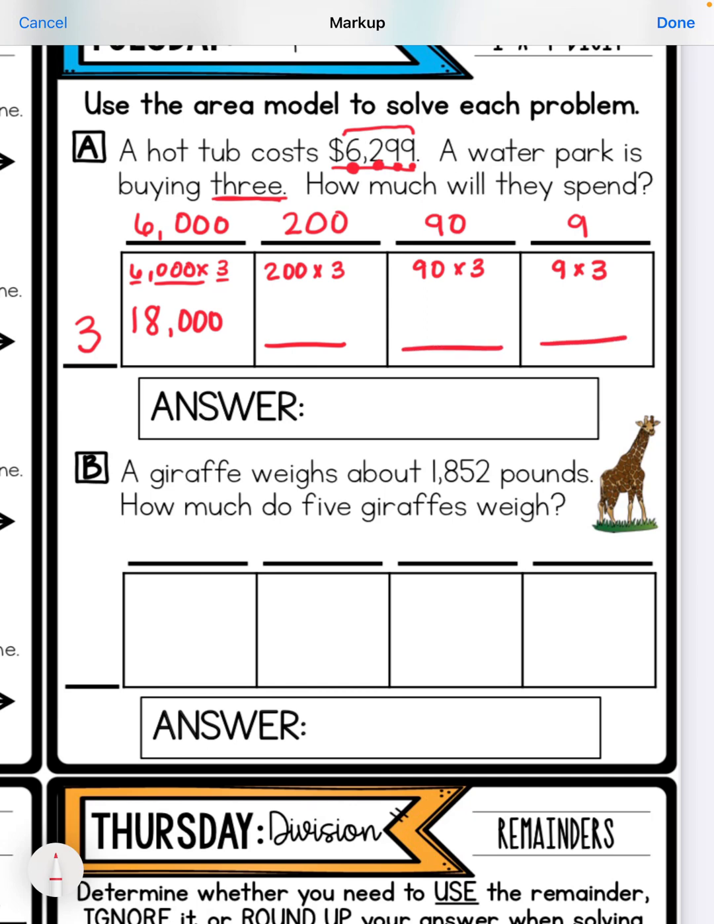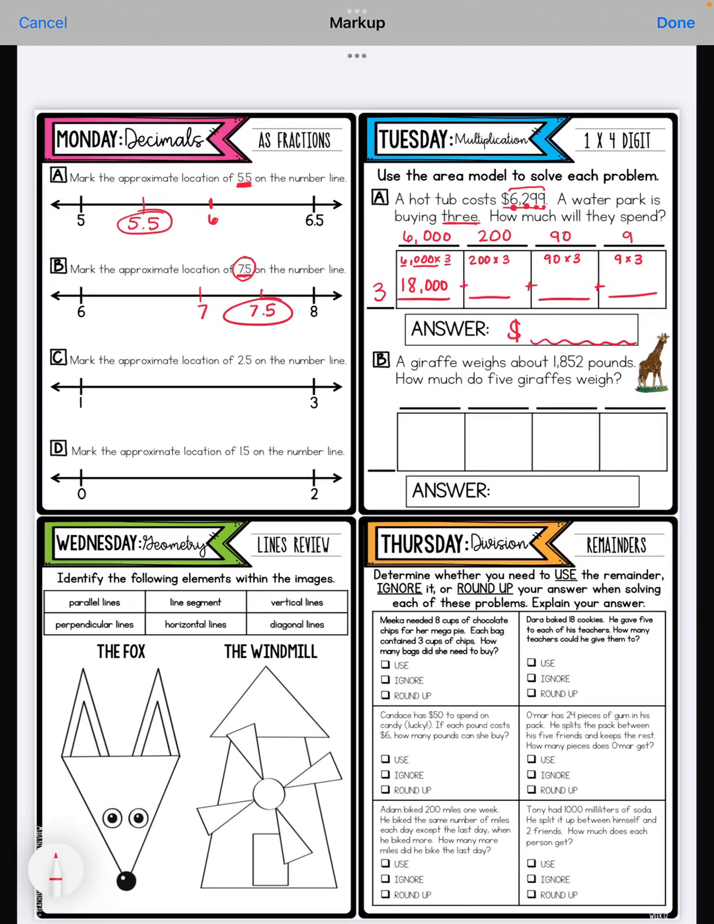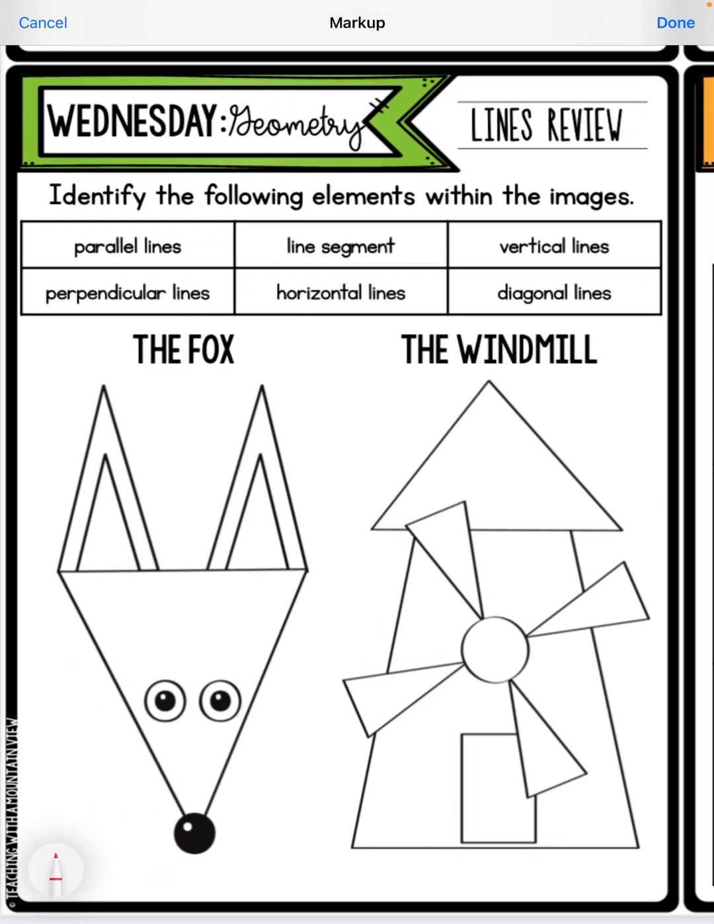Once you get all of the answers for these problems, you're going to add all of those up, and then you'll put your answer in the box below. For this one, the label is going to be money, so you can put your $ sign in the beginning of it.